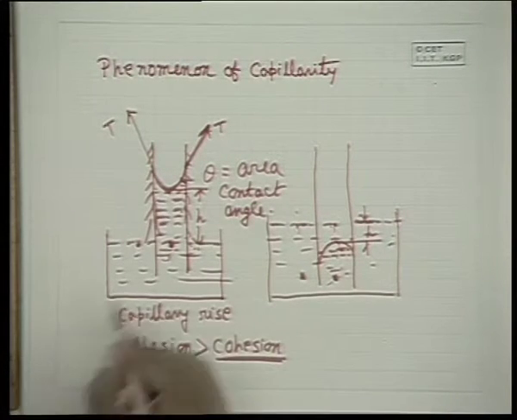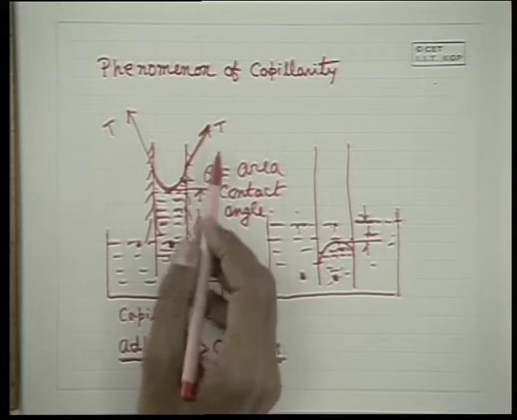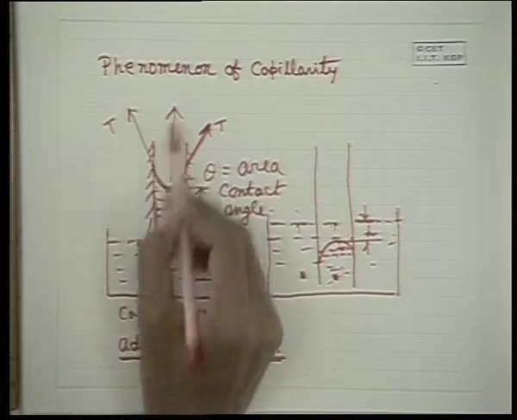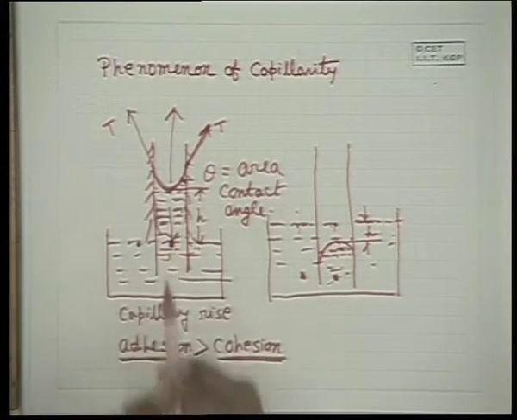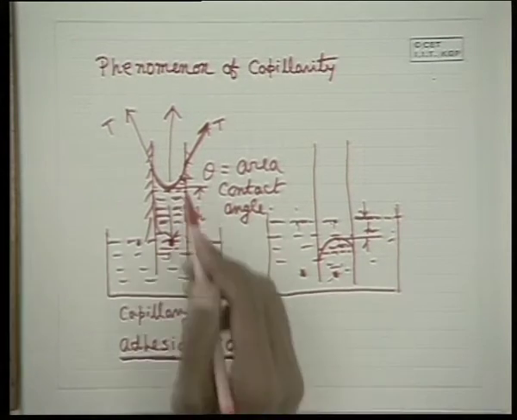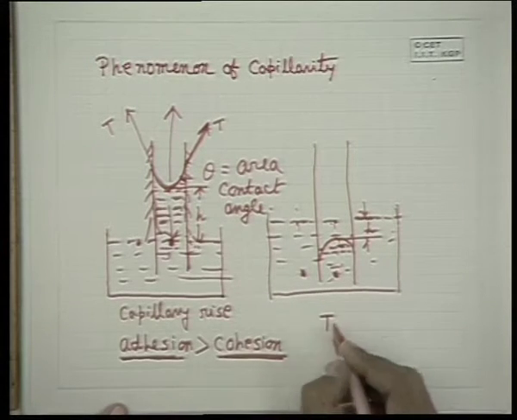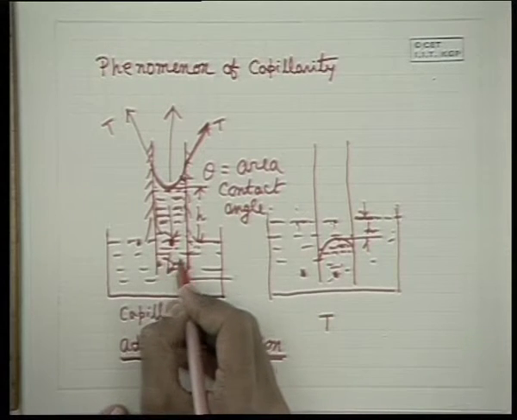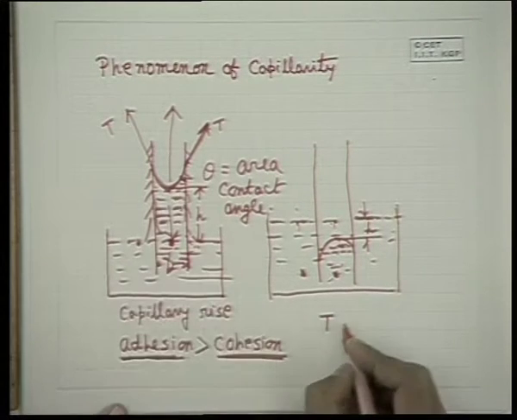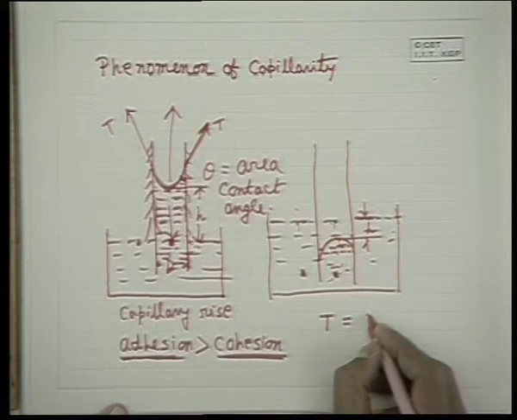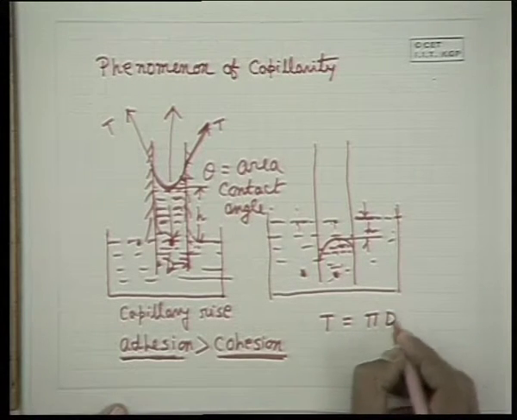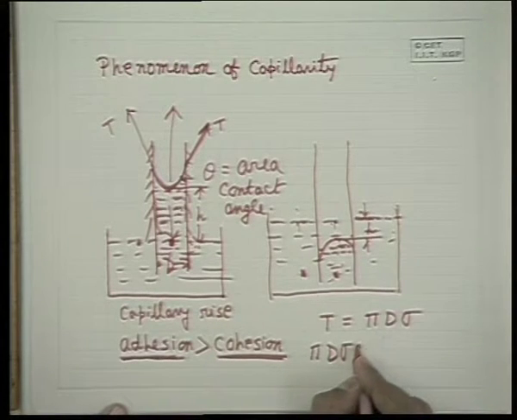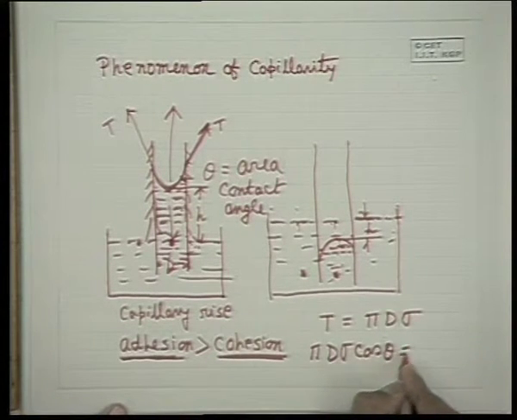Area contact angle. So now this is the force. That means if we take the component of this force in the vertical direction, that balances the weight of this column. Now if we consider the diameter of the pipe as D, then T is equal to pi D into sigma. So therefore pi D sigma cos theta must balance the weight.